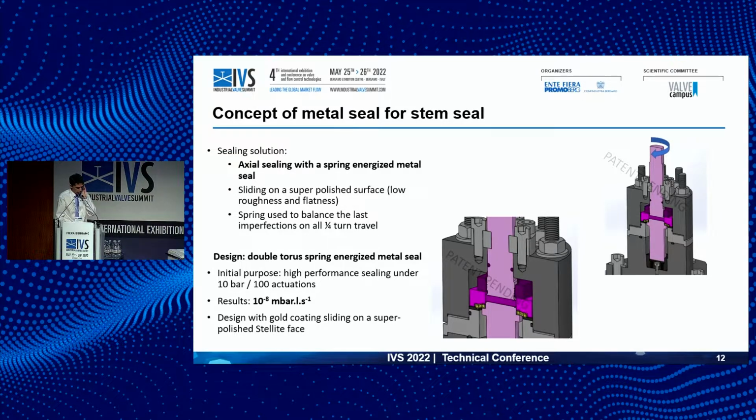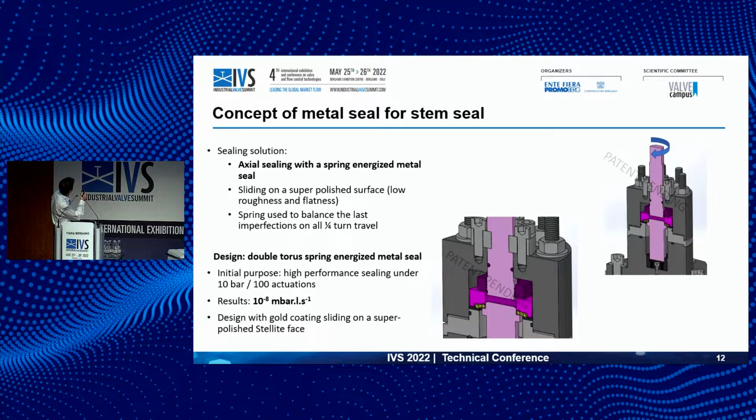To simplify the reading a little bit, what you have to consider is that what is in the pink nuance is rotating, and what is gray is static. In the middle, you can see something yellow, which is a seal with a double torus. So we made actually an axial sealing with a spring-energized seal. The external torus of the seal is going to slide here.